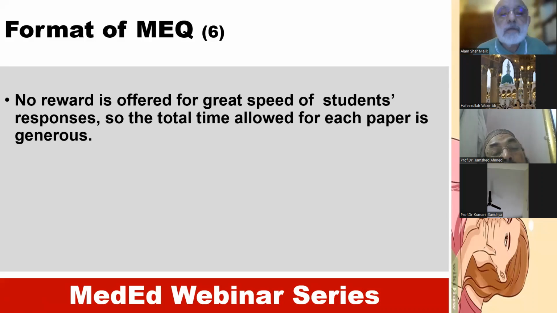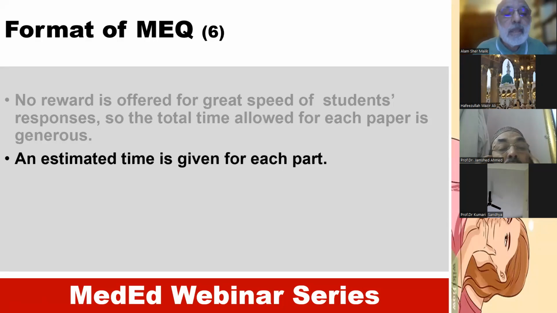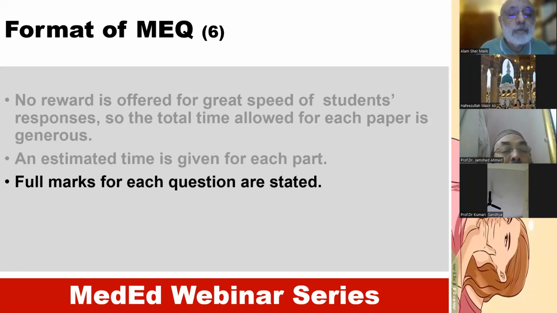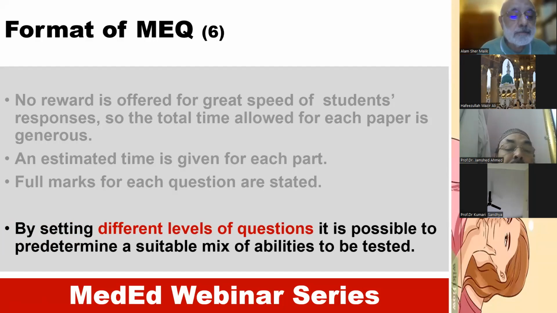No reward is offered for great speed of students' responses, so the total time allowed for each paper is generous. So we have to be careful about allocating the time. We must provide enough time for students to first read the scenarios, then think about it and write the answer. An estimated time is given for each part, and full marks for each question are stated.